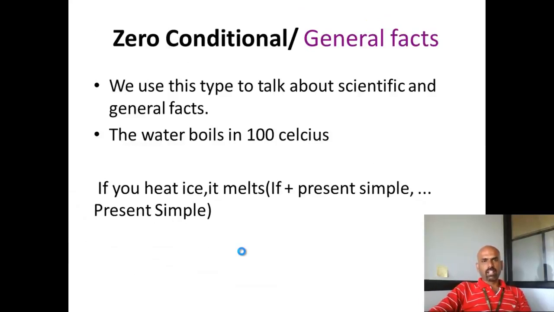First thing, there are four conditional clauses. First one is the zero conditional. It generally talks about general facts. We use this type to talk about scientific and general facts. Look at this one. The water boils at 100 degrees Celsius. It's a scientific fact. How can you make a zero conditional here? If you boil the water, it heats. If you boil the water, it heats. Both are the same thing, both in the present tense. Look at the further examples.